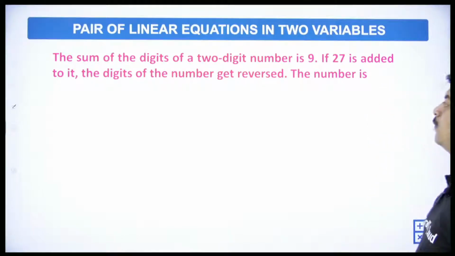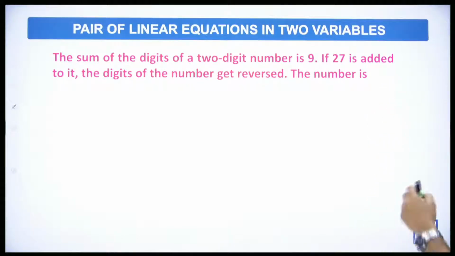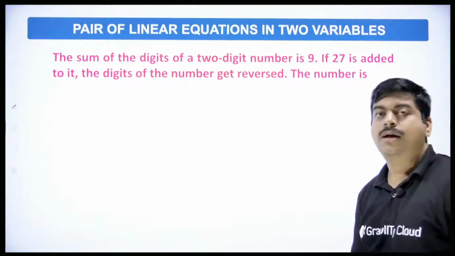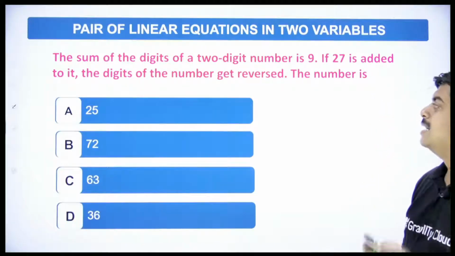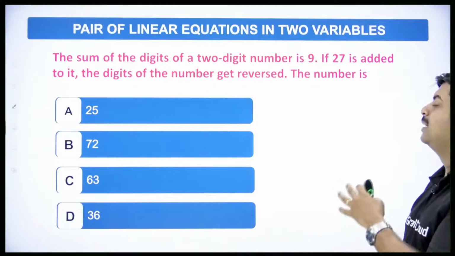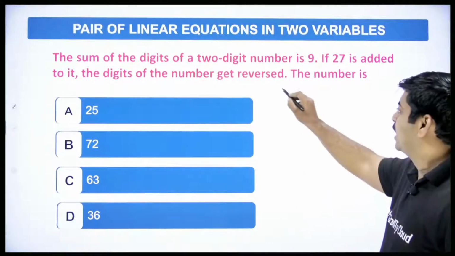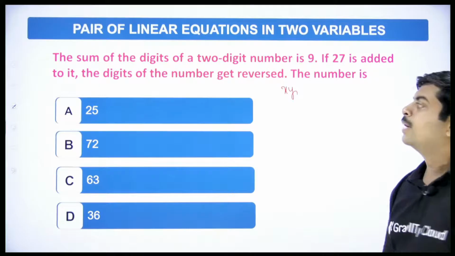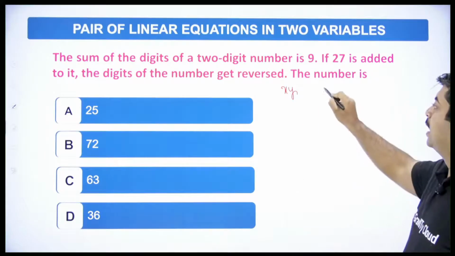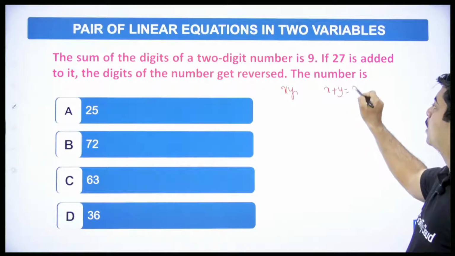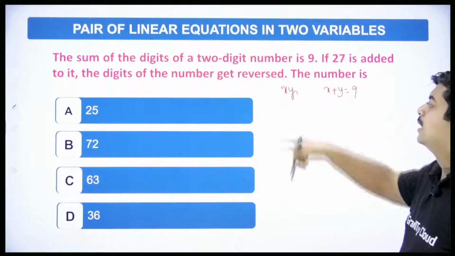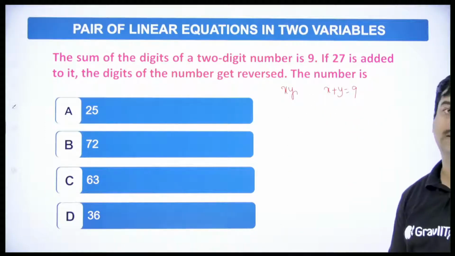The sum of the digits of a 2-digit number is 9. If 27 is added to it, the digits of the number get reversed. The number is. Let's try to understand what it is. Sum of the digits of a 2-digit number is 9. Let's take x and y, and xy is the number. Sum of the digits is 9, so x plus y is equal to 9. If 27 is added to it, the digits of the number get reversed.